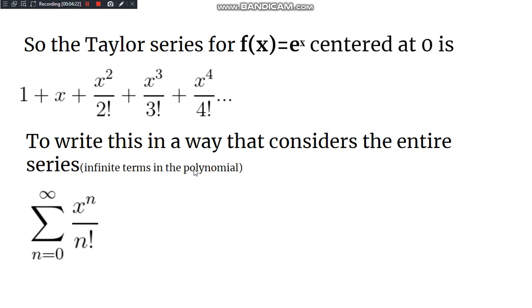And to write this in a way that considers the infinite terms, we're going to use this special symbol over here that's called a sigma. This n equals 0 denotes the point that we are starting at for n. And this top number over here represents the n value that we end at. In this case, we want to consider the infinite terms, so we're going to write an infinity up there.